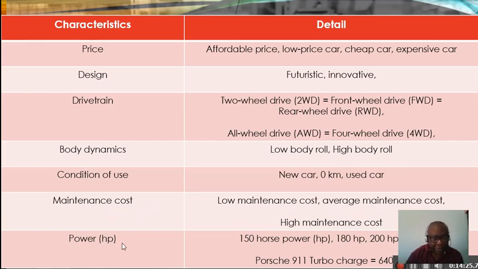Another way we can describe a car is by the power it pumps. That is the capacity, the power. And this power is measured in horsepower. Okay, so we have cars like 150 horsepower, which is not a high powered car. And we have, for example, the Porsche 911 turbocharge, which has 640 horsepower. So it's very high, or that is what you call performance cars. Those are the ones they use for drifting.